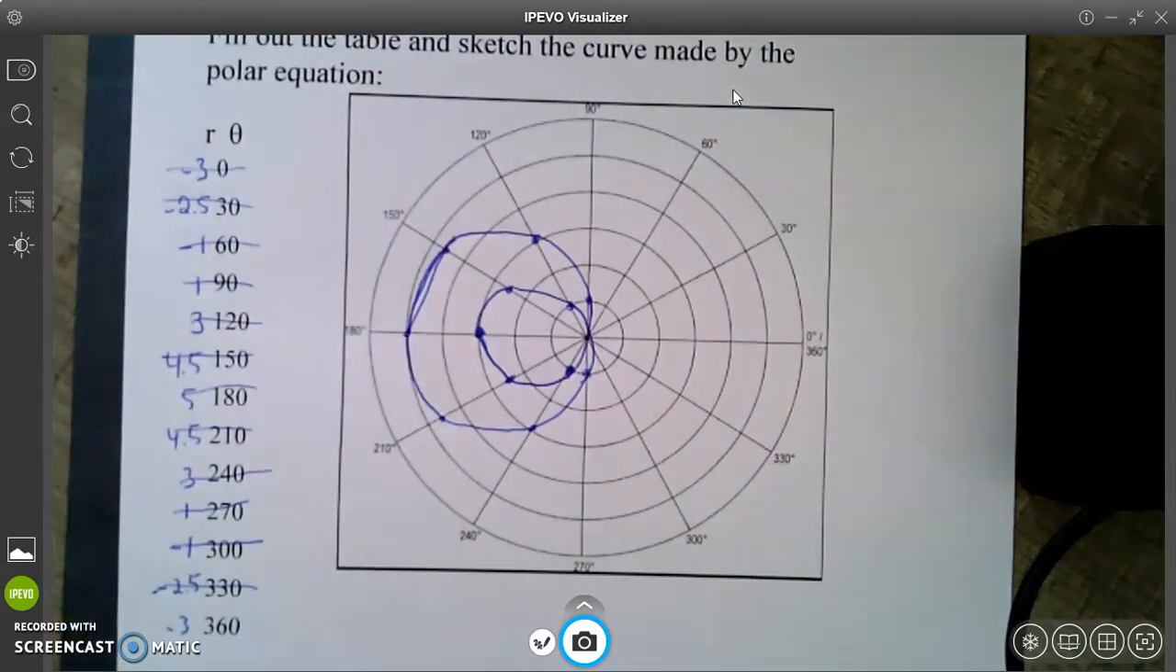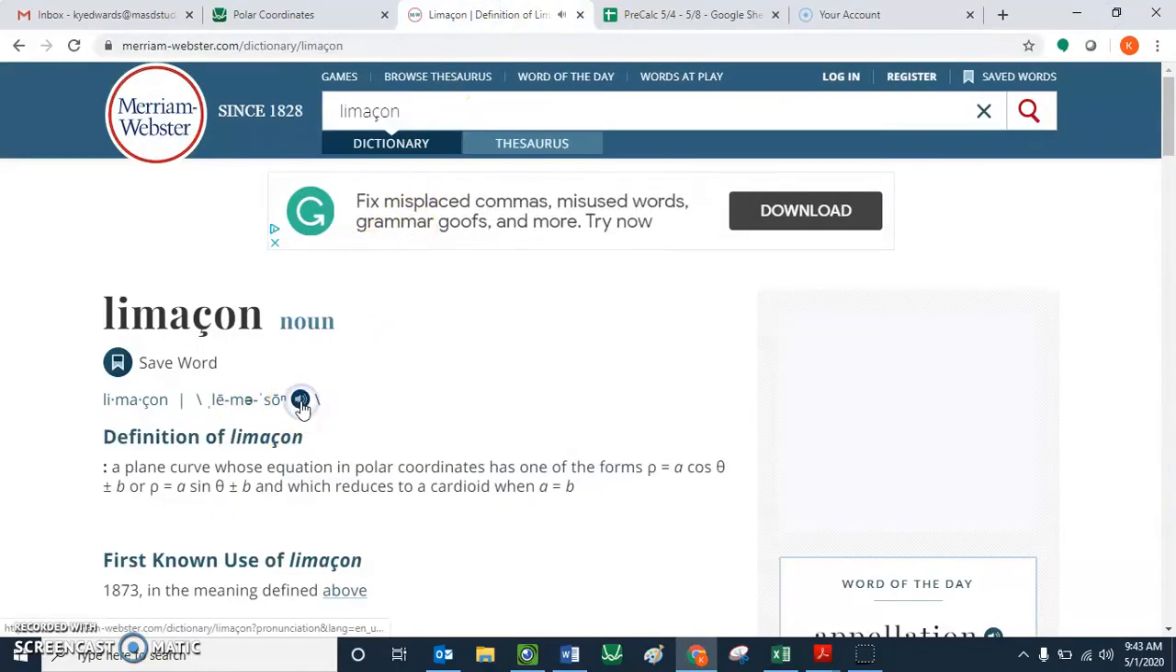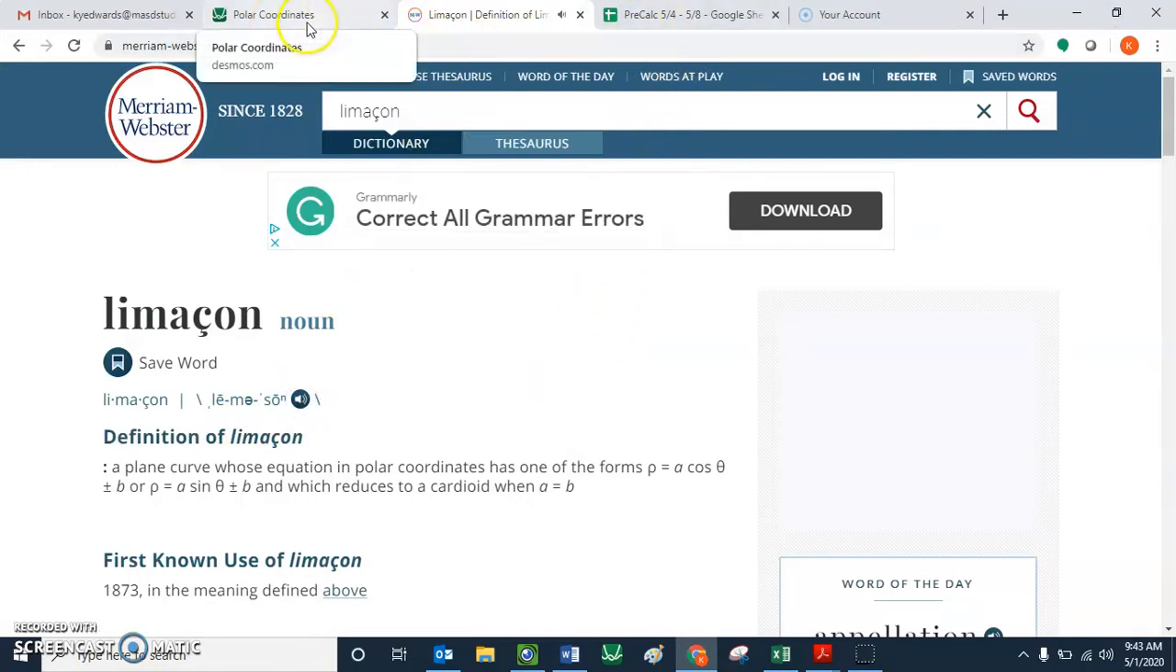This is called a limaçon, actually. I always struggle with the pronunciation, so I looked it up and you guys can hear it. Ready? Limaçon. Limaçon. Make your French teachers proud. Limaçon. I did want to take a look at Miss Kennedy's notes. That's it for that, by the way.